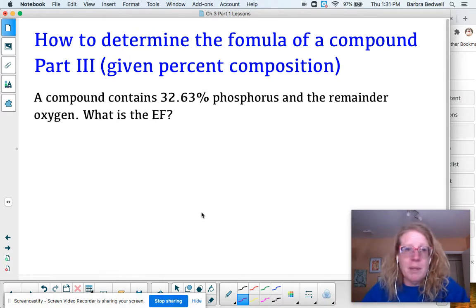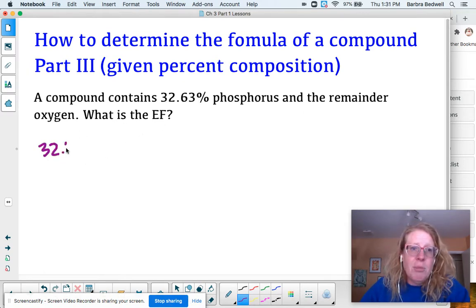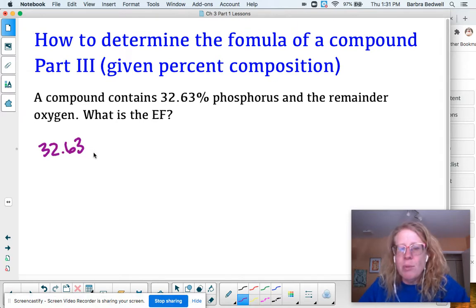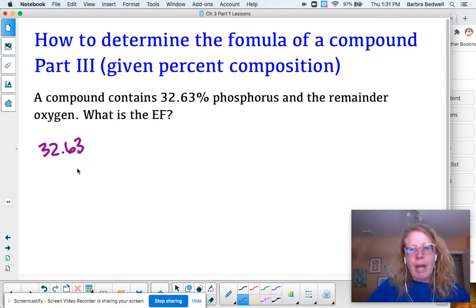All right, well, what do we do now? Well, our compound contains 32.63% of phosphorus, and the remainder is oxygen. All right, 32.63%. Well, how do I put percent in a math like this? I don't know how to do a percent to moles composition. Here's the trick. There's always a trick, right? You know me. There's always a trick.